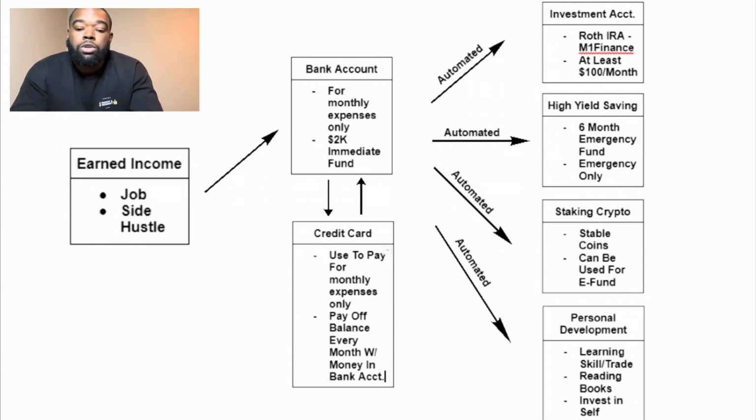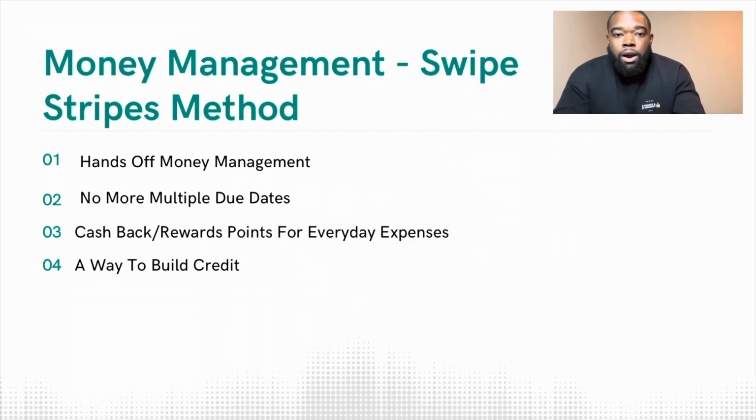From there, what we're going to do is use a credit card. This is part of the swipe stripes method that we use inside of our group. You're going to use that to pay for your monthly expenses only. By doing this, we get access to 4 benefits. The first benefit: all of this can be automated when you set up auto pay and pay your bills automatically using the credit card.